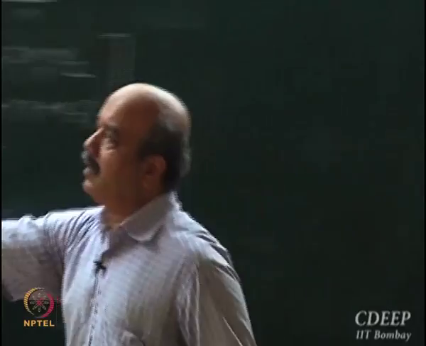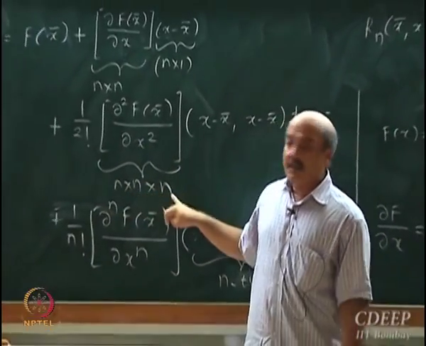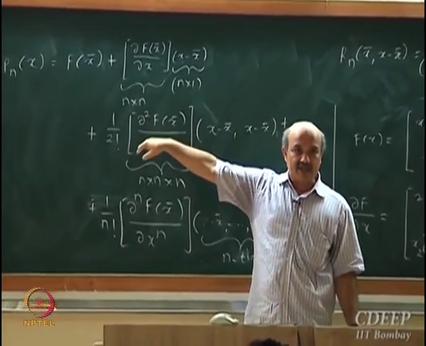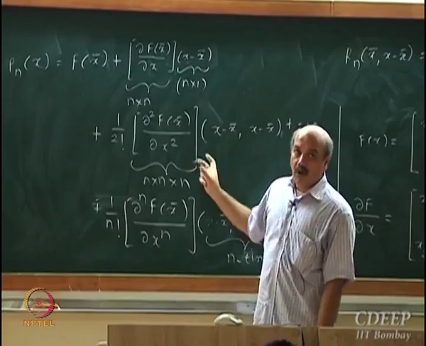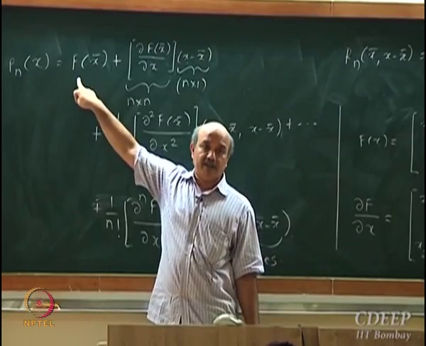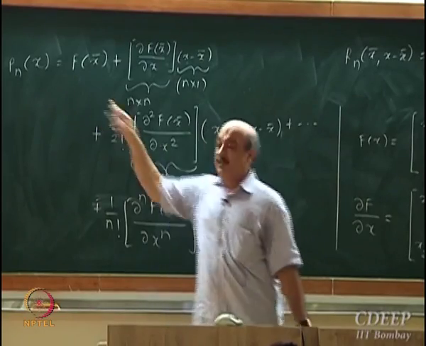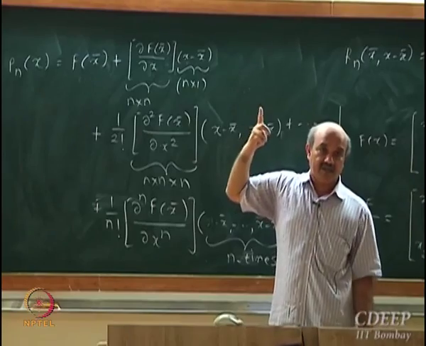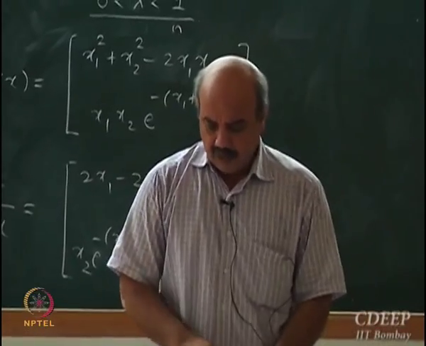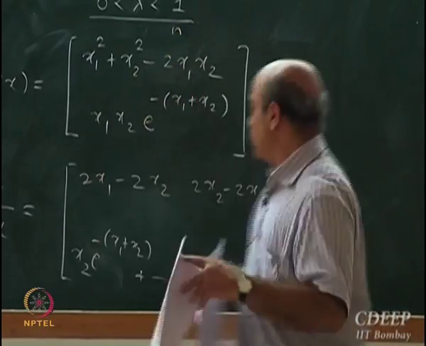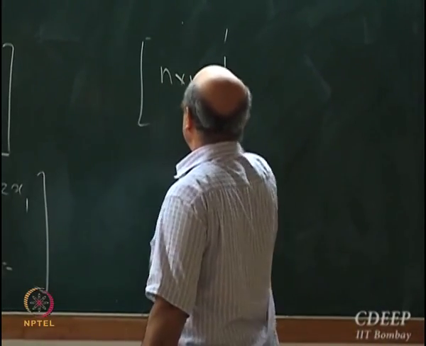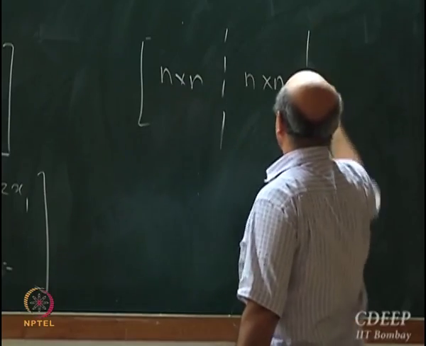But basically what happens here is that this is a three dimensional array. Once you operate x minus x bar on it, you will get a matrix. You operate x minus x bar on that matrix, you will get a vector, because ultimately you should get a vector here. This is a function vector, so multiplication of this should give me a vector. You can decide some way of writing this, for example as an n cross n matrix, then another n cross n matrix, like this.